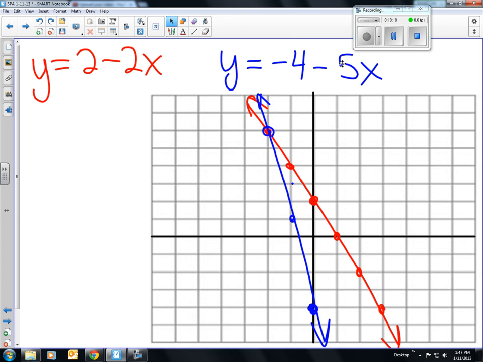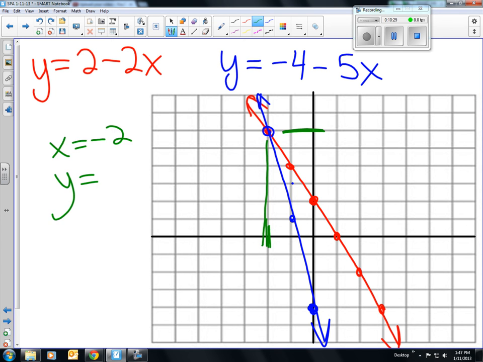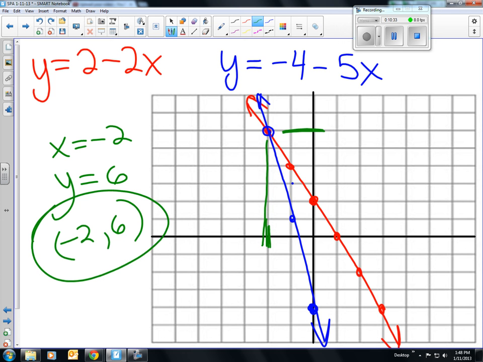And that makes sense with the solution we're given, because we have negative 2 here as the x coordinate, and then positive 6 is the y coordinate. So we still have x equals negative 2 and y equals 6, and therefore our ordered pair solution is negative 2, 6.